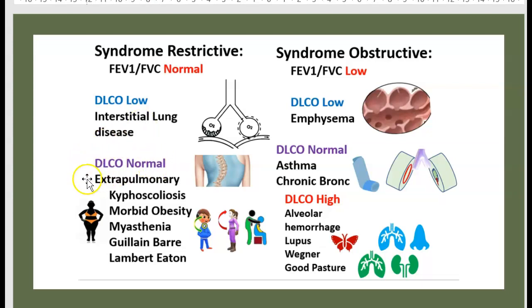DLCO normal means extrapulmonary disease. It could be kyphoscoliosis, morbid obesity, myasthenia, Lambert-Eaton, or Guillain-Barré.